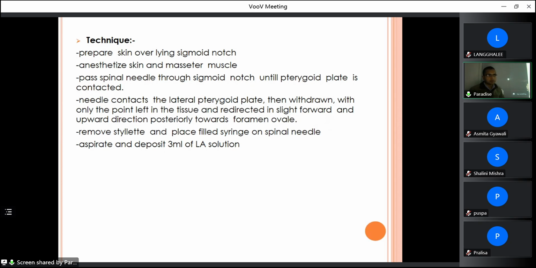Clinically, it's very difficult because the masseter muscle is attached just below the zygomatic arch. From the zygomatic arch to the lateral border of the lateral surface of the ramus of the mandible, there is a thick masseter muscle. So you have to penetrate through the muscle. You have to approach through the sigmoid notch. You have to hit the pterygoid plate. Once the pterygoid plate is hit, you have to again change your direction. The chances of needle breakage are very high. So clinically, it's difficult.